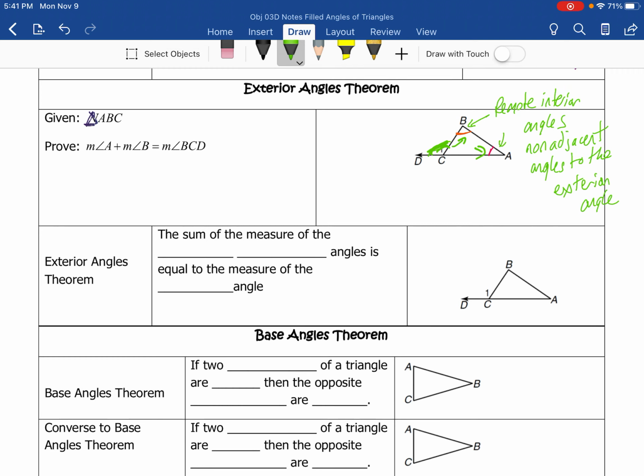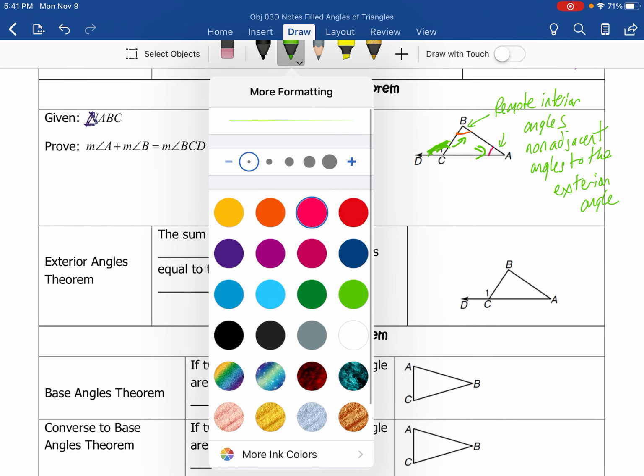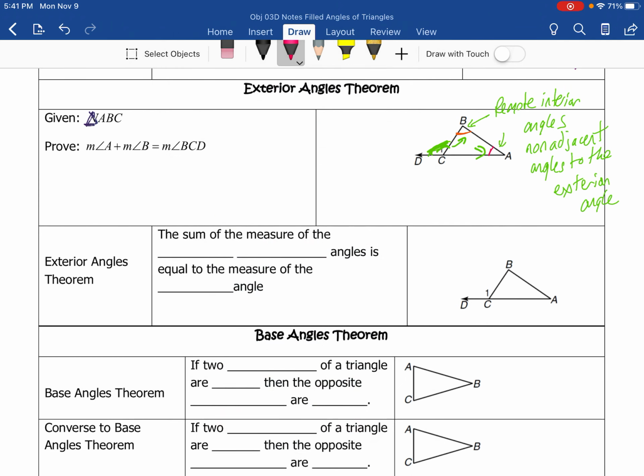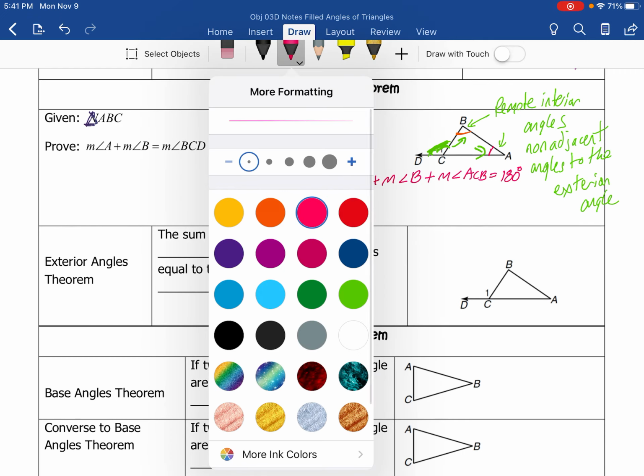So first thing is, when I look at something like this and I'm trying to prove that that's true, I start writing the things that I know. I know for sure that the measure of angle A plus the measure of angle B plus the measure of angle ACB is equal to 180 degrees. So I know for sure that that's definitely true because of the triangle sum theorem, the last thing that we proved.